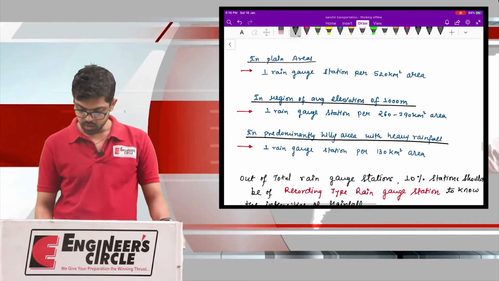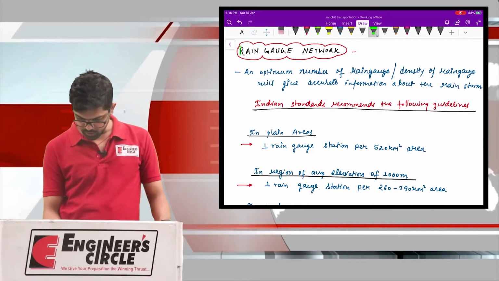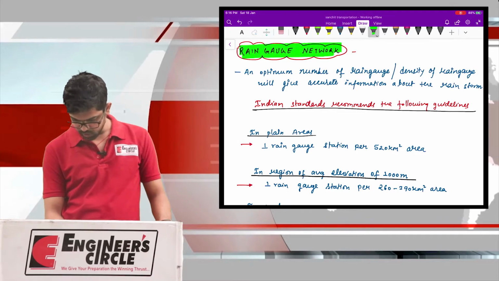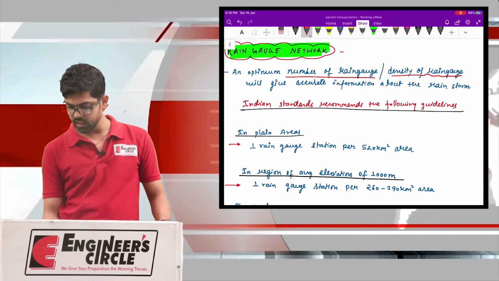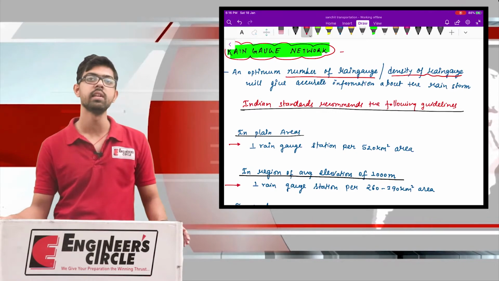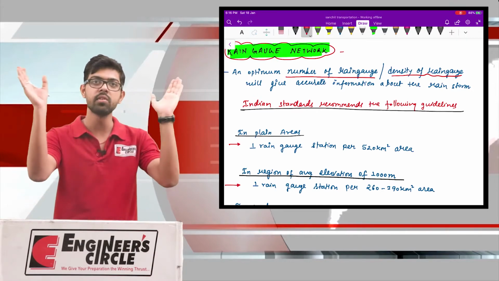First is the rain gauge network. What is this rain gauge network? It is an optimum number of rain gauges, and it is also represented by the density of rain gauges. The density of rain gauges is nothing but the number of rain gauges over a certain stretch of area.